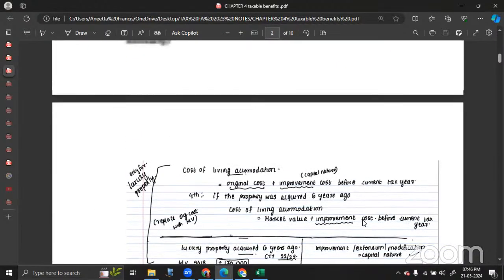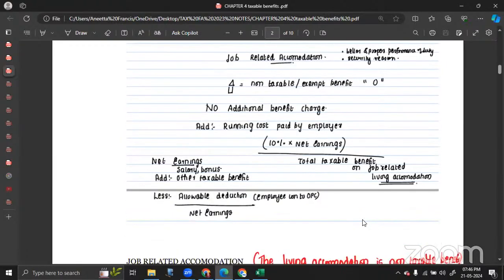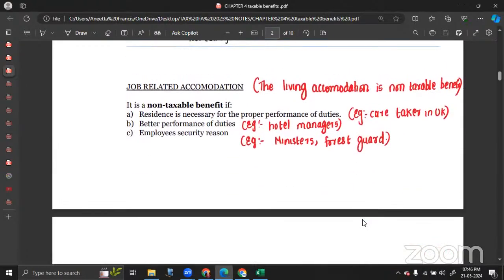That brings us to the question, what is this job-related accommodation? Just keep in mind, job-related accommodation means one that is given for the purpose of proper performance of duty, better performance of duty, or for employee security reasons. Either one of the three reasons will be specified in the examination, or they will very clearly say it is a job-related accommodation. So if they say it is a job-related accommodation, keep in mind the house is an exempt benefit, indicate 0. Or if any one of the conditions is specified, keep in mind that is a job-related accommodation. So it is an exempt benefit, indicate 0.